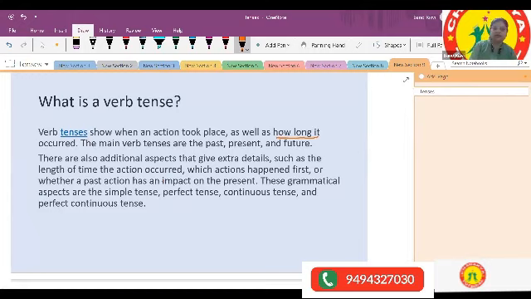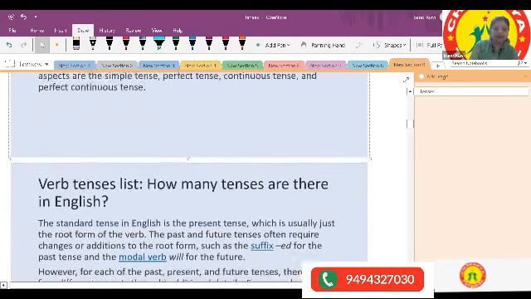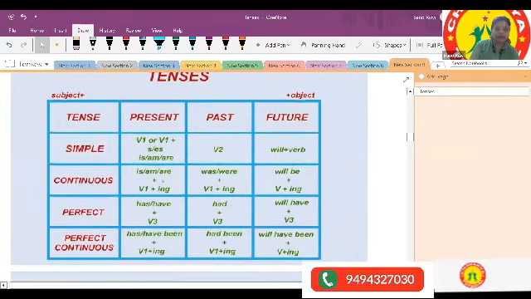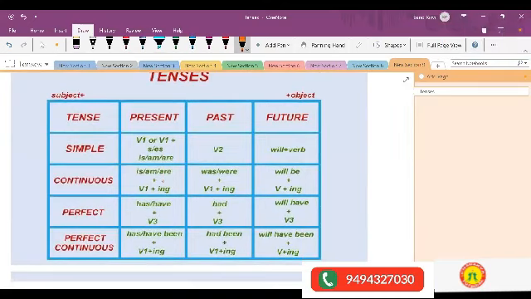There are also additional aspects that give extra details, such as the length of time an action occurred, which action happened first, or whether a past action has an impact on the present. These grammatical aspects are the simple tense, perfect tense, continuous tense, and perfect continuous tense. So how many tenses are there in English? There are three tenses: present, past, and future, and they have many variations like present perfect, past perfect, and so on.